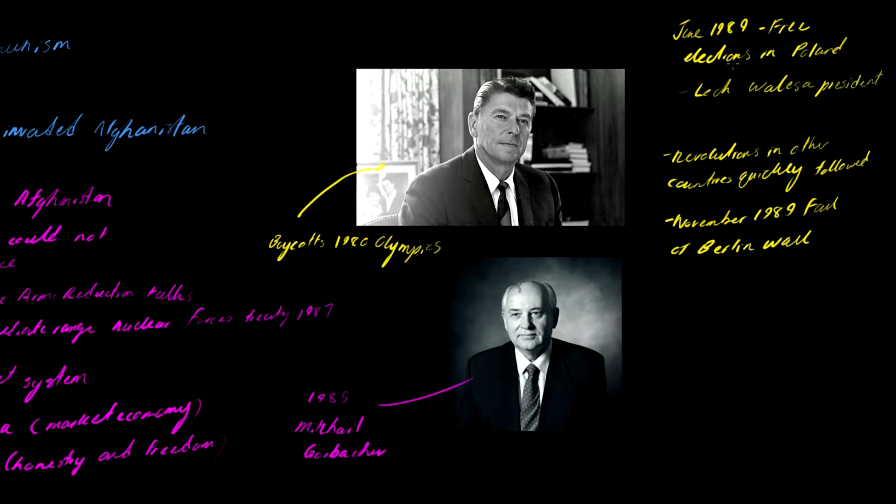In June 1989, there were free elections in Poland, and Solidarity won. It was originally a banned trade union, but Lech Walesa became the first non-communist president of Poland. And there were revolutions in other countries which quickly followed, notably the November 1989 fall of the Berlin Wall. So East and West Berlin are now united once again, and in 1991 Gorbachev fell from power and the Soviet Union was dissolved.